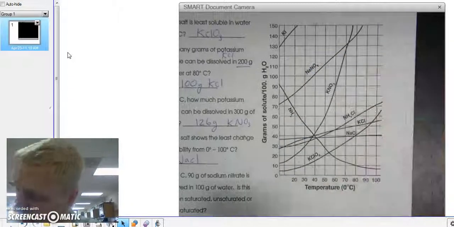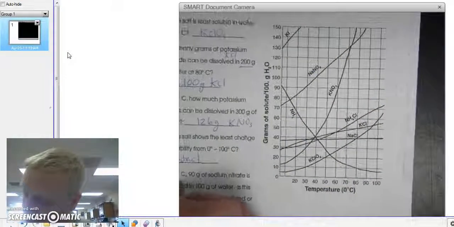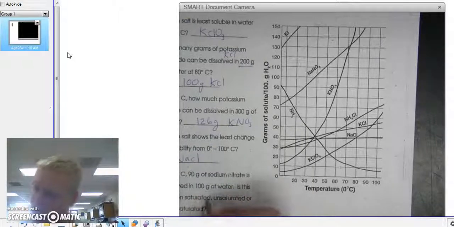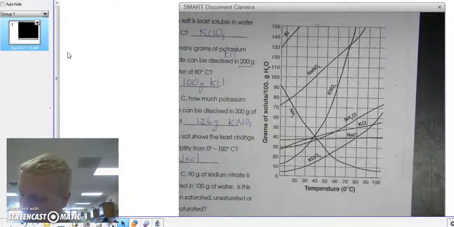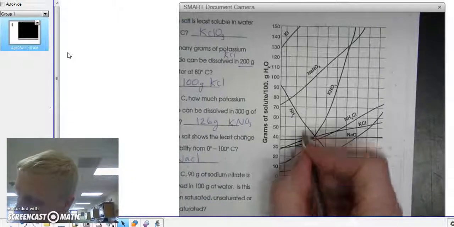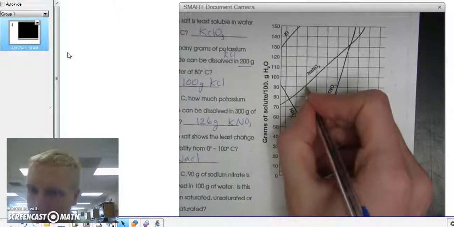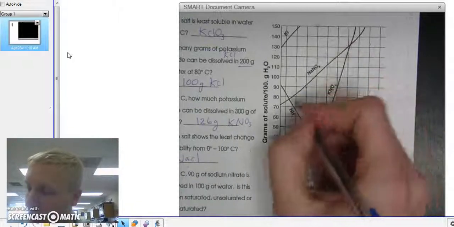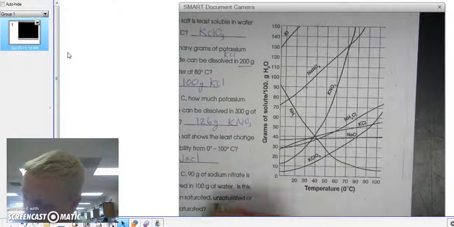Alright, so going back to this question, we got 30 degrees Celsius, 90 grams of sodium nitrate dissolved in 100 grams of water. Alright, 30 degrees Celsius, looks like we're right here. That's just a smidge under the solubility line. So we would call this unsaturated.